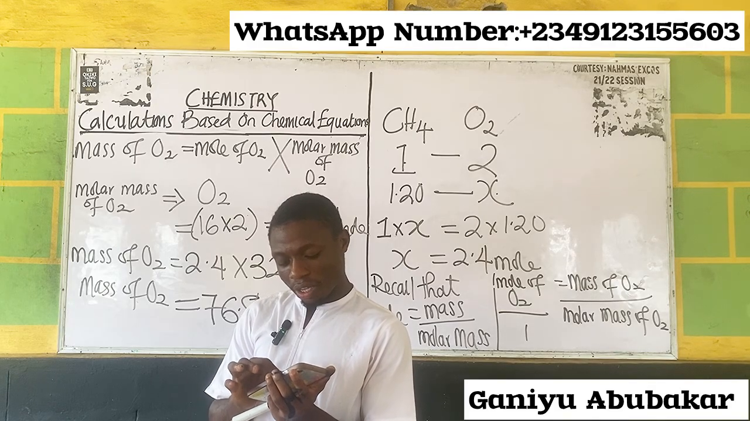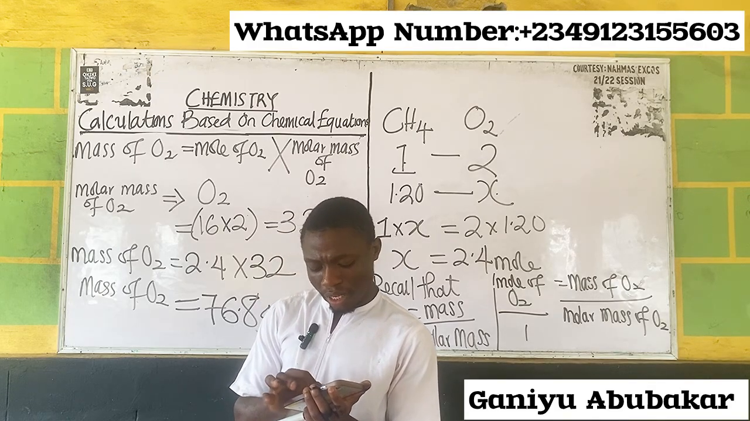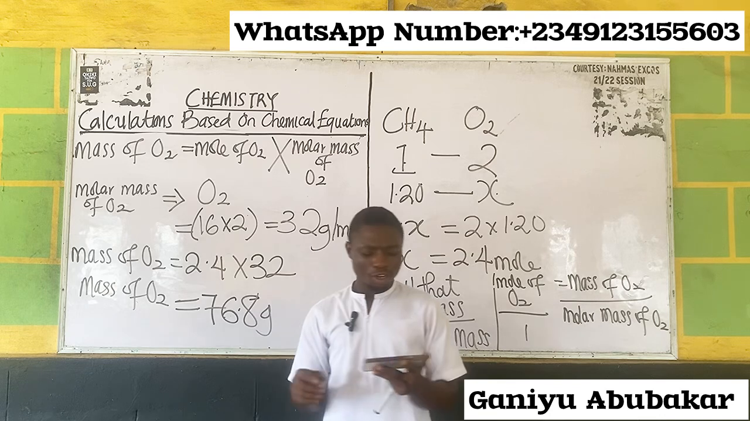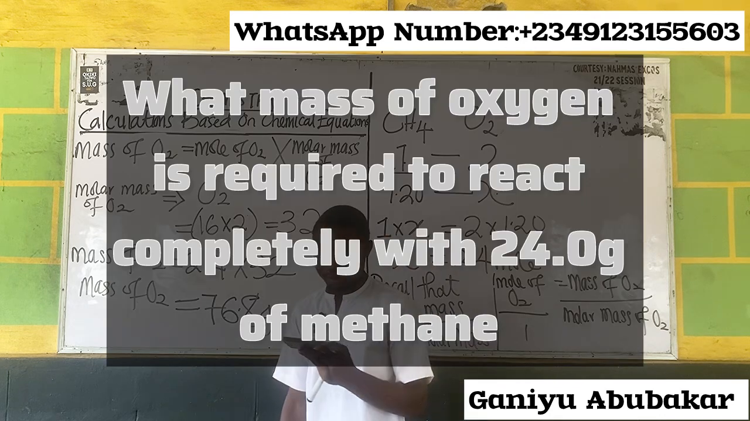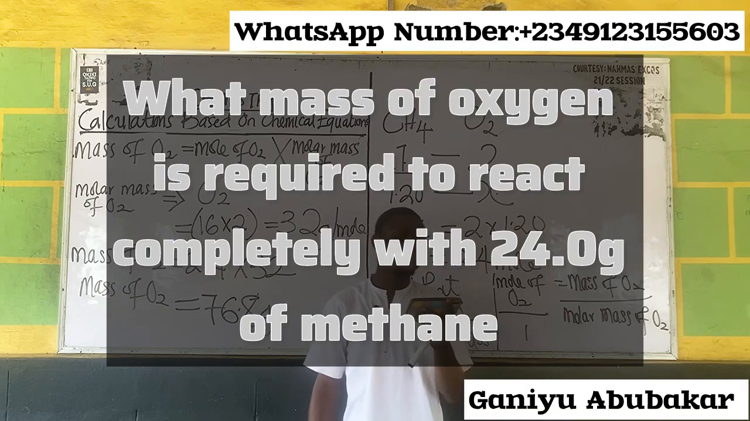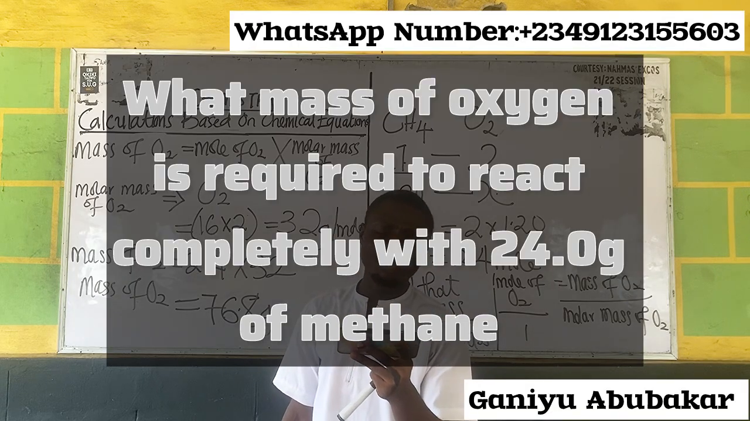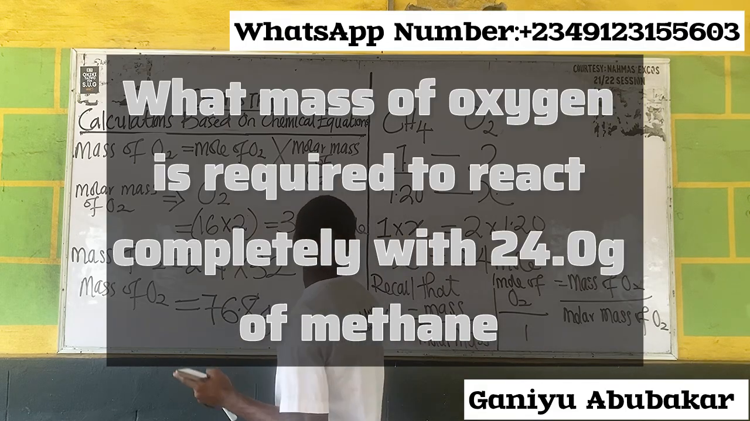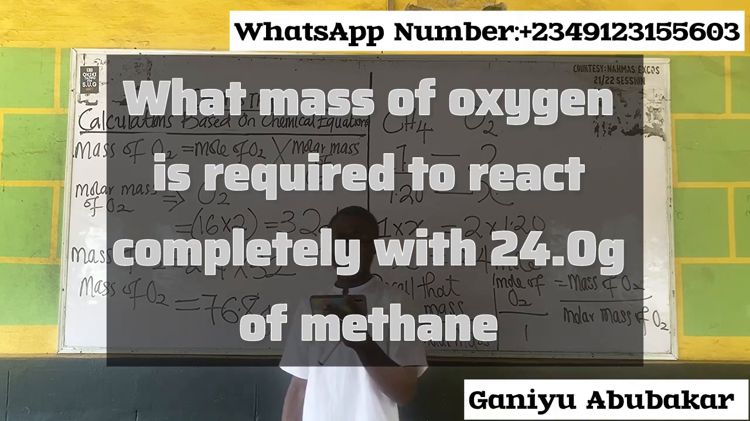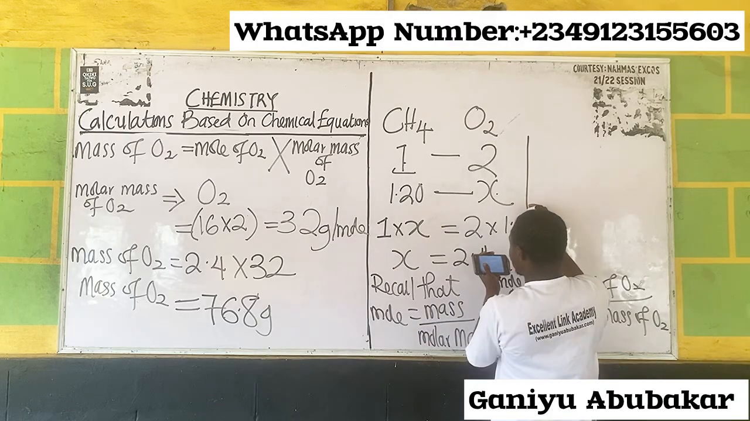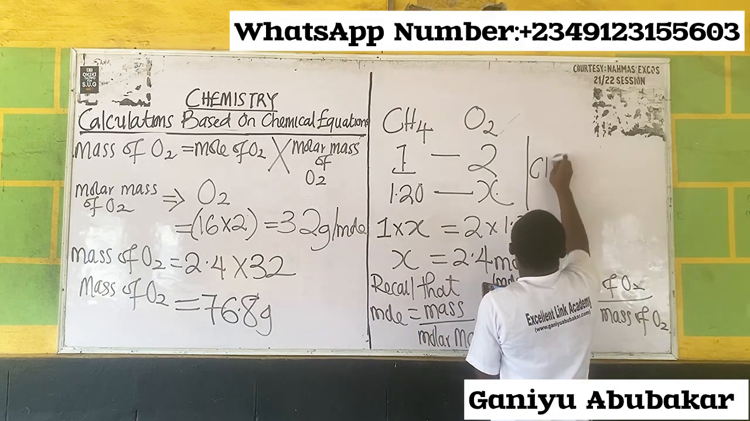All right. Let me give an assignment to try, and then leave your answer in the comment section of this video. It says, assignment please. What mass of oxygen is required to react completely with 24.0 gram of methane? Please, the equation will be okay. Let me write the equation outside, please. That question I gave you now, this is the equation attached to it.